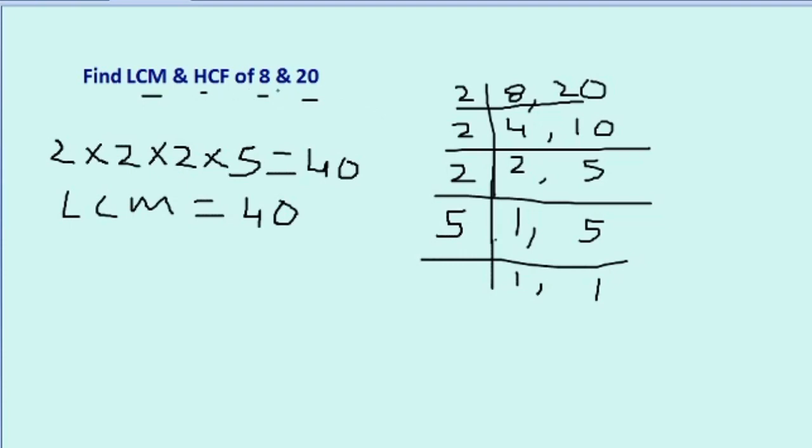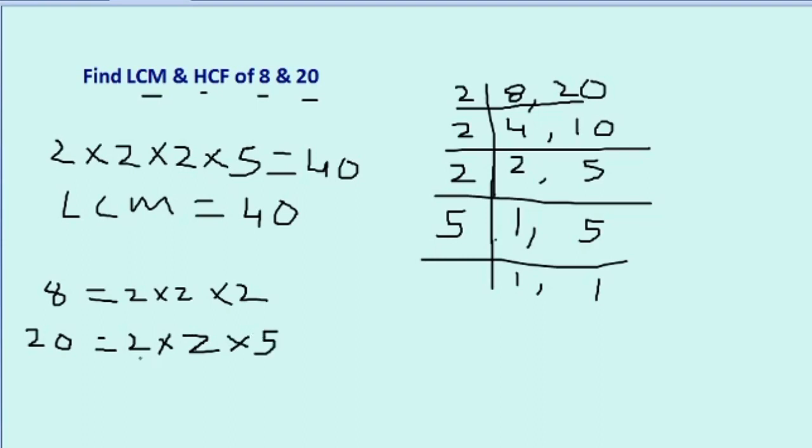Okay, now we have to find the HCF. For finding the HCF, what do we do? How can we write 8? 8 equals 2 into 2 into 2. Okay, 1 will be a common factor in both the numbers. Then we can write 20 as 2 into 2 is 4, 4 into 5 is 20.